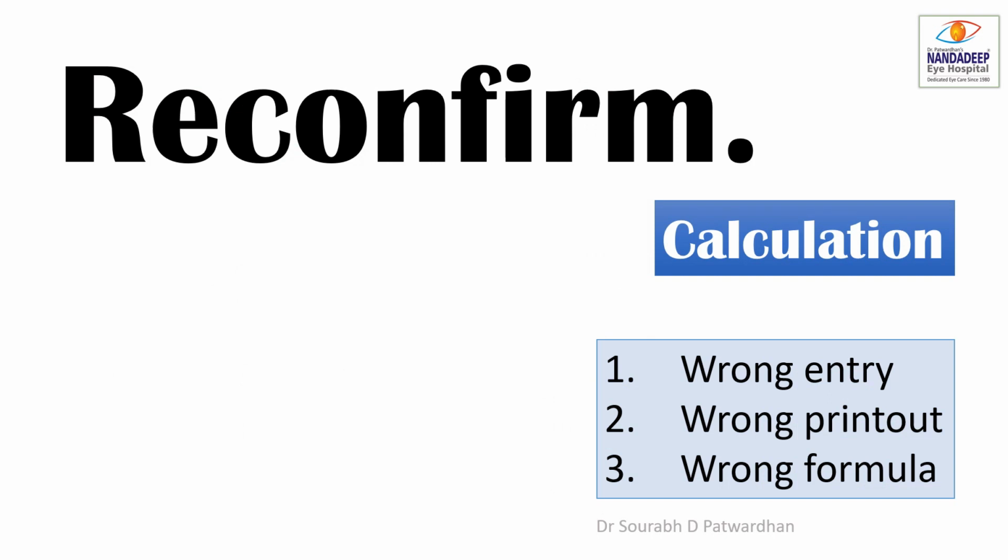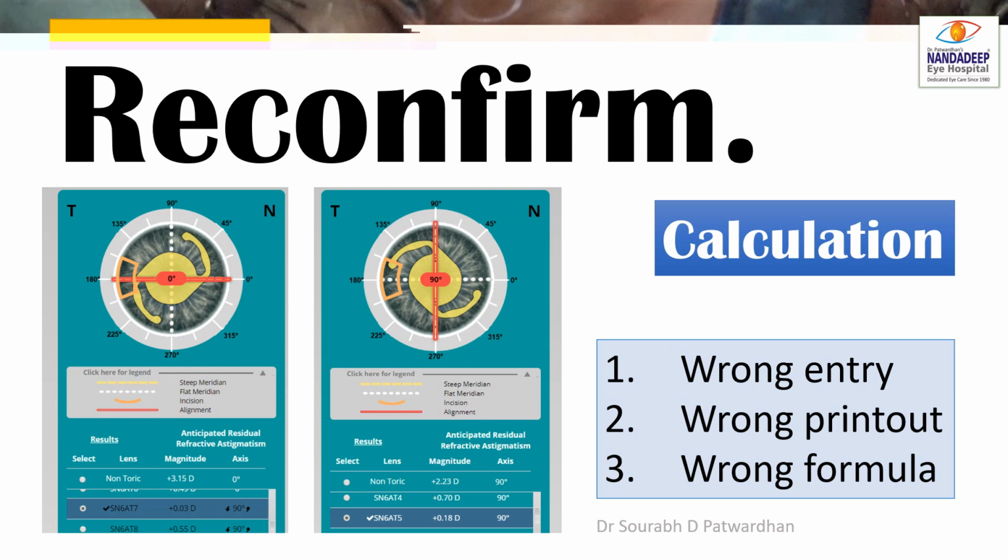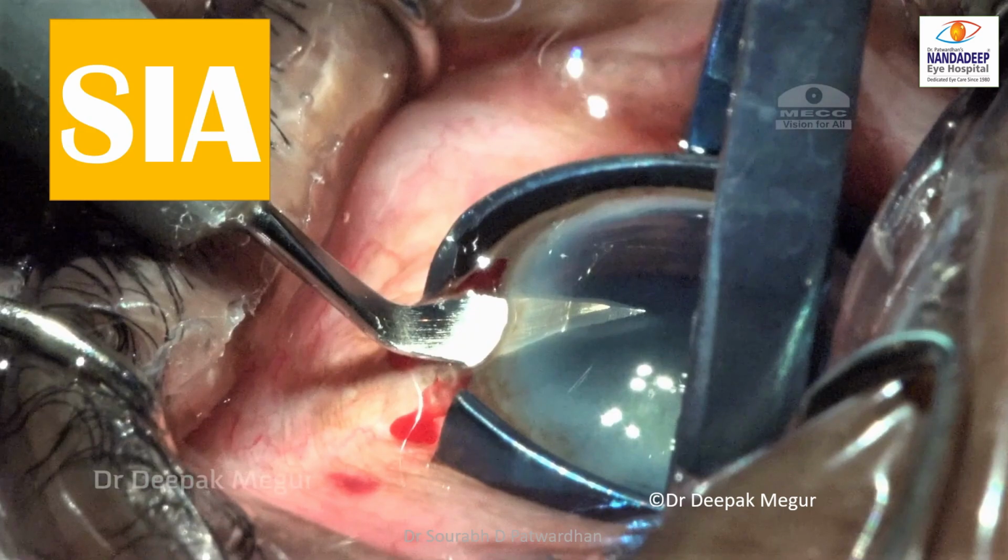Check whether you have entered the data correctly, you have got the right printout for the right patient, and whether you have used the right formula. And believe me, this can go wrong sometimes, where instead of 0 degree you enter 90 degree as flat axis and you get an IOL placed 90 degrees apart.